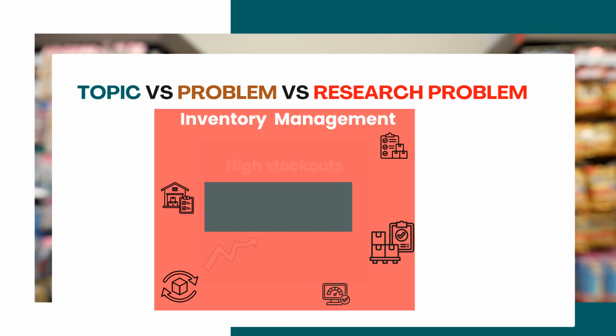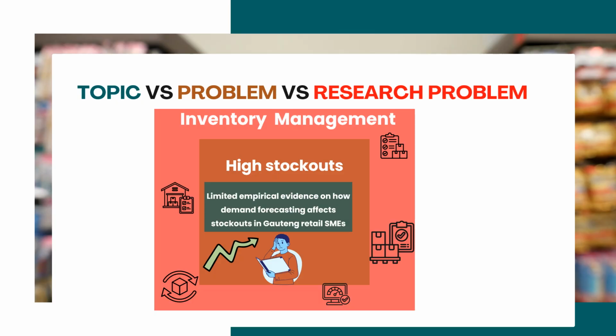But now, as an organization, the problem might be that we have high stock out. It means that we are struggling to manage our stock, struggling to deal with our inventory. That is a problem. But the research problem can be, for example, that we try to understand if there is limited empirical evidence on how managing our forecasting can affect the stock out in the Gauteng retail industry. Gauteng, by the way, is a province in South Africa where the city of Johannesburg is, for those that are not living in South Africa.